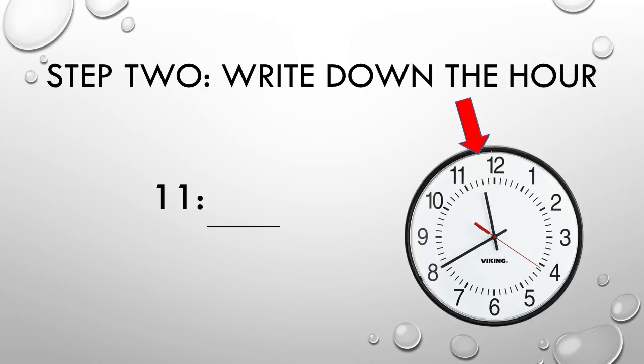The next step is to write down the hour. The hours come first, before the colon. This clock shows the hour hand between the 11 and 12, so the hour is 11.